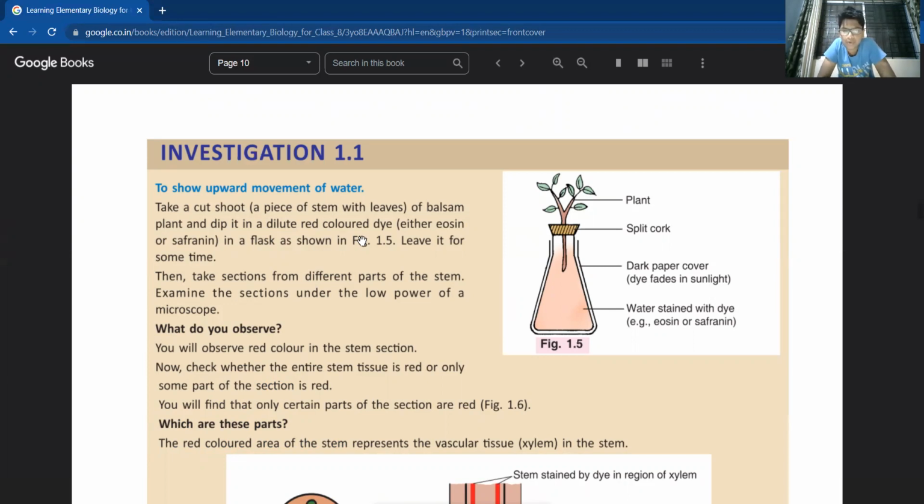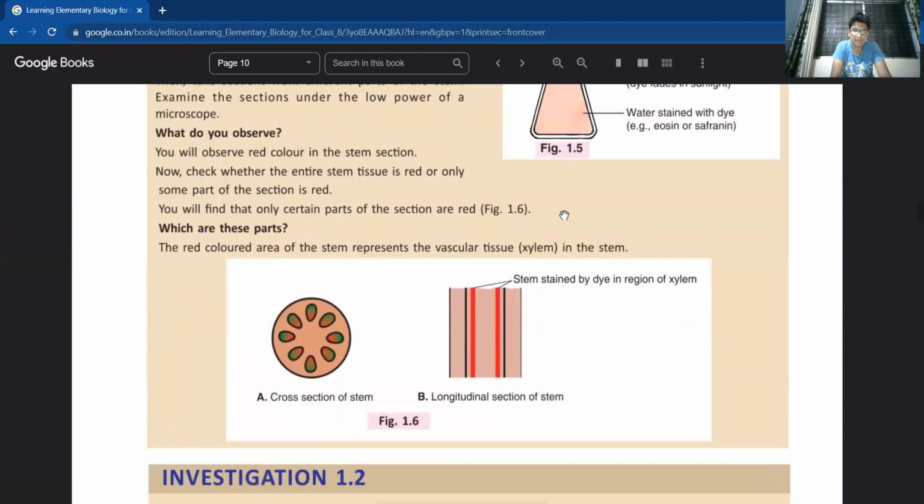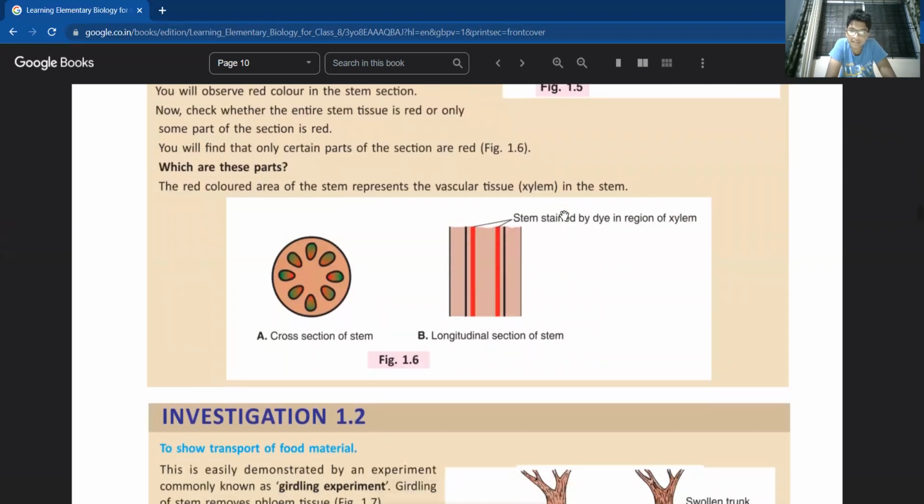Investigation 1.1. Show the upward movement of water. We should take a cut shoot, like you can see this plant over here. It's just a little twig with leaves on it, and we should dip it in dilute red colored dye in a flask as shown in figure 1.5 and leave it for some time. Then take sections from different parts of the stem. Examine the sections at the low power of the microscope. We'll observe that there is red color only in some parts of the stem. This is because the red colored area consists of the xylem. Wherever the xylem is in the stem, that place is going to be colored red. The rest of the parts will remain the same color as they were. So the red colored area of the stem represents the vascular tissue, the xylem, in the stem.